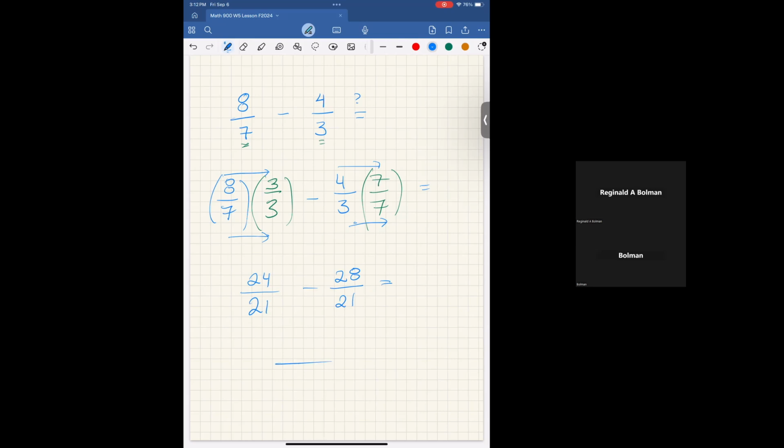All right. Again, you're going to do the operation of addition or subtraction across the top. The denominator does not change. So we're going to do 24 minus 28 all over 21. And that's going to give us -4/21. At this point, you have to look to see if you can simplify the fraction. But since 4 does not divide into 21 and 2 doesn't divide into 21, we should be good at this point.